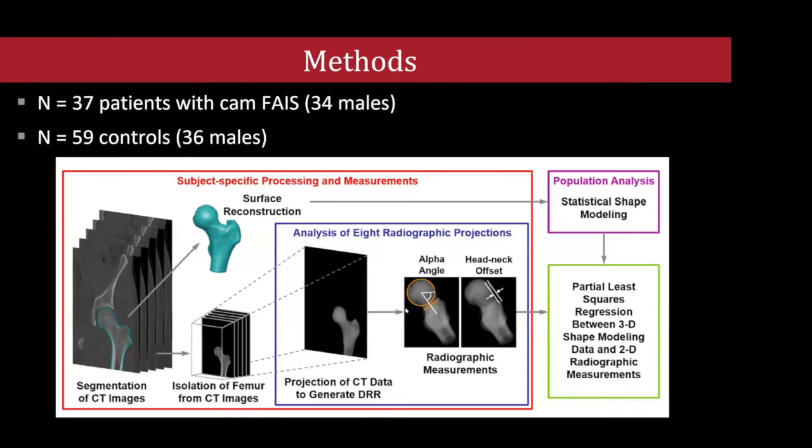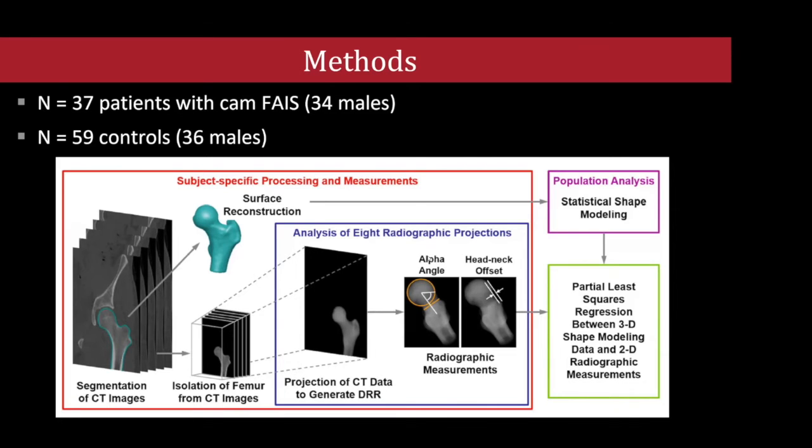And then from those projections, we're actually measuring both the alpha angle and head neck offset using some MATLAB code to make it easy and reduce the errors due to the human showing where the alpha angle is. And the reason why we did it this way, as opposed to X-ray, is that we could take the CT scan, align it in a neutral position, and then do computer-controlled rotations of that projection to ensure that we're getting really consistent results.